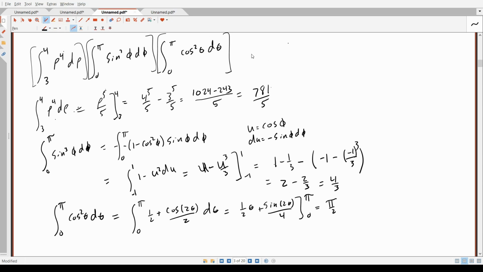So my final result is equal to 781 over 5 times 4/3 times pi over 2. 781 is not divisible by 3. The 2's can cancel. So for a final answer of, let's see, I'm going to have 2, 6, carry the 1, and 5 pi over 15. All right, next example.